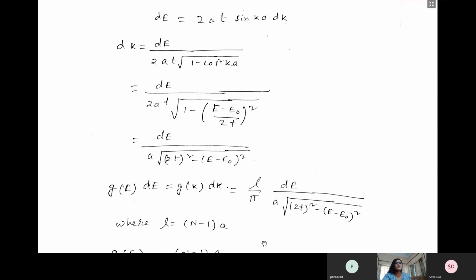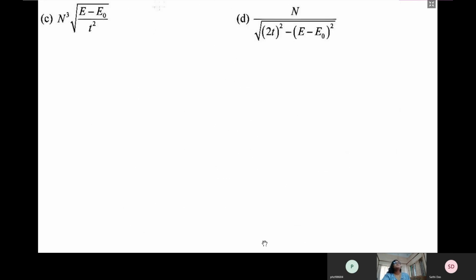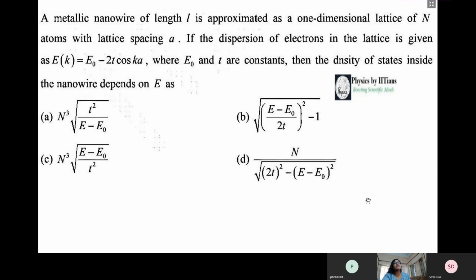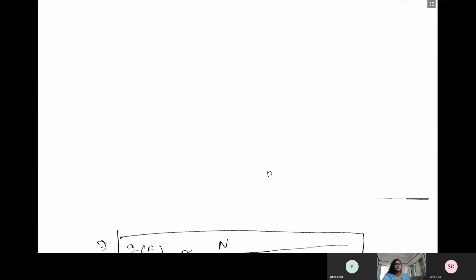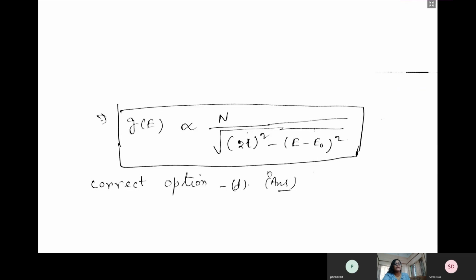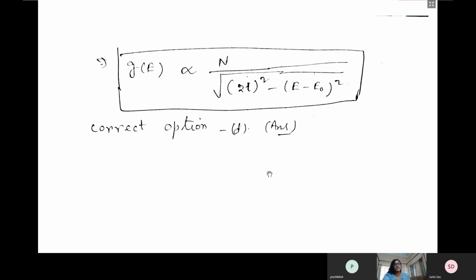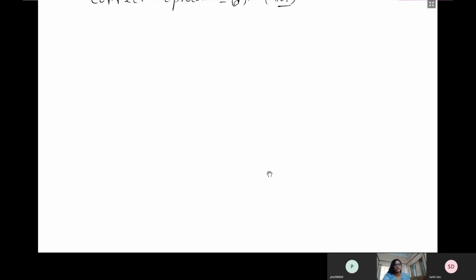So this is a very simple question, but what you have to do here is rearrange it into the answer form, and that is the technical difficulty here. Otherwise the question is very easy. So option D is the correct answer. Okay. So g(E) equals n by π root over (2t) square minus (E minus E naught) whole square.